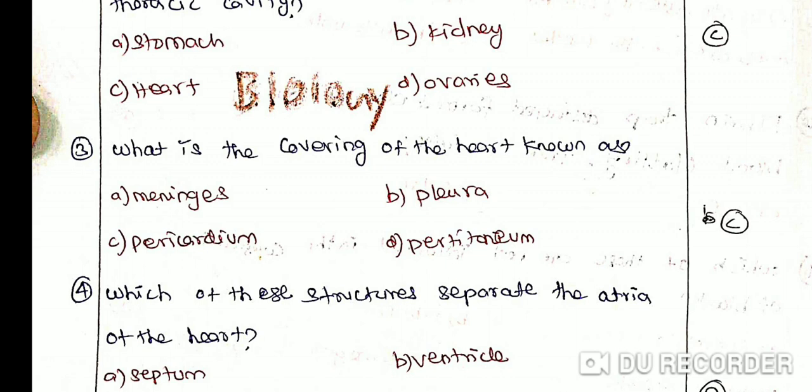The heart is a part of the circulatory system along with blood vessels and blood. The covering of the heart is a double layered structure known as the pericardium, which contains pericardial fluid.